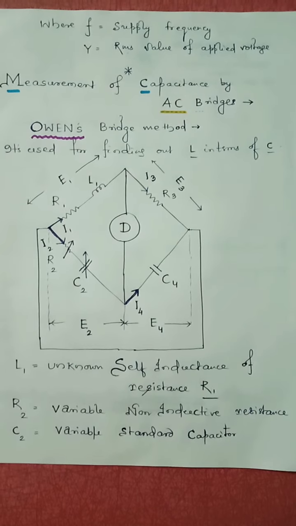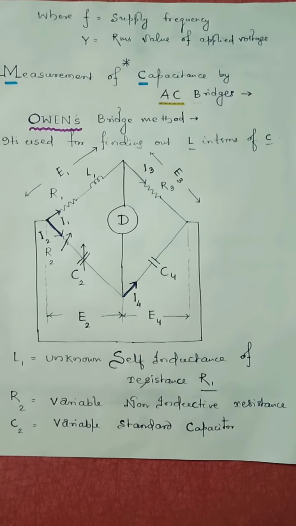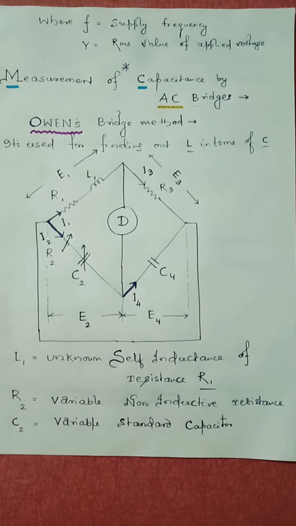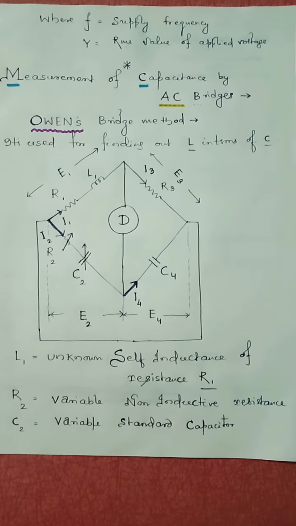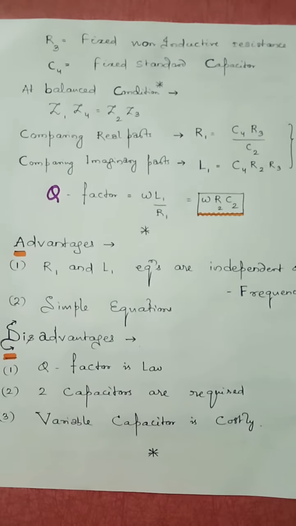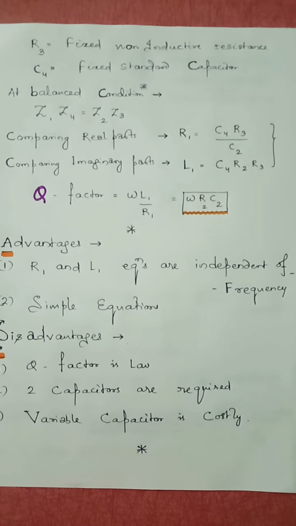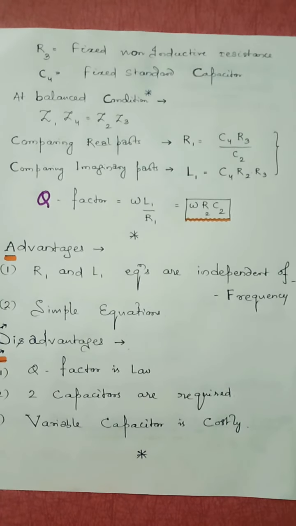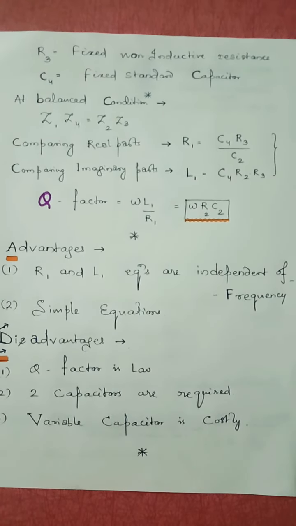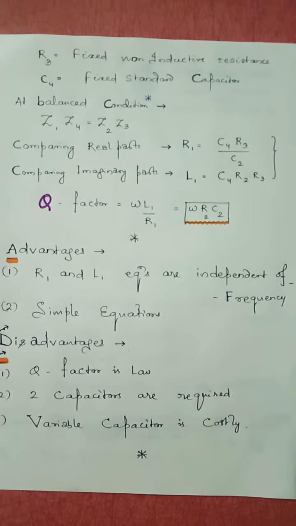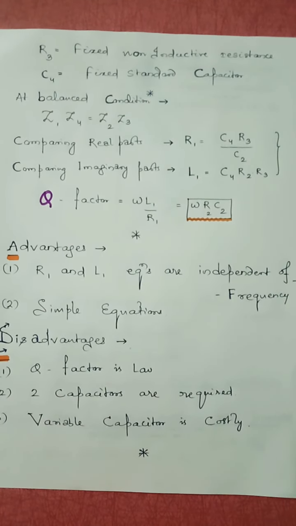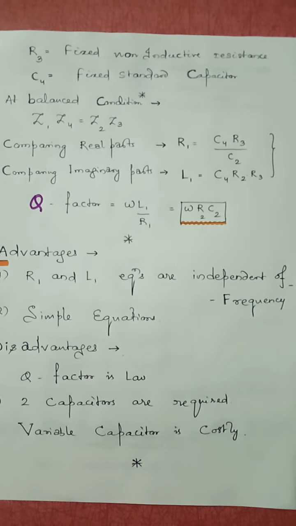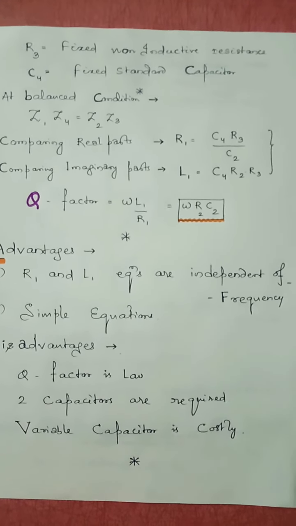L1 is unknown self-inductance with resistance R1. R2 is variable non-inductive resistance. C2 is variable standard capacitor. R3 is fixed non-inductive resistance. C4 is fixed standard capacitor. Here also at balanced condition Z1 Z4 is equal to Z2 into Z3. Comparing real parts and imaginary parts, we can get R1 and L1.